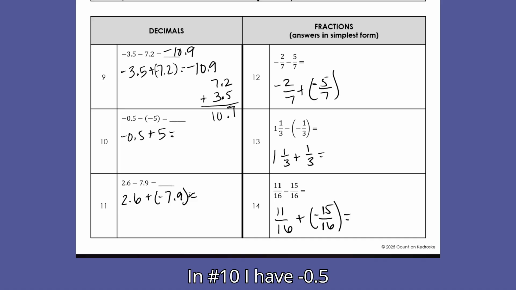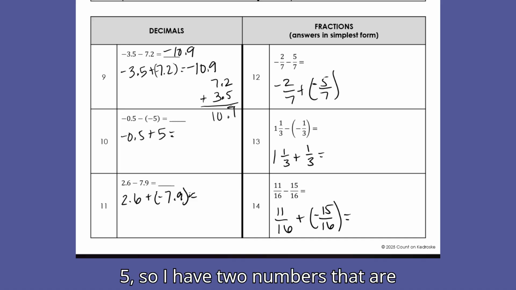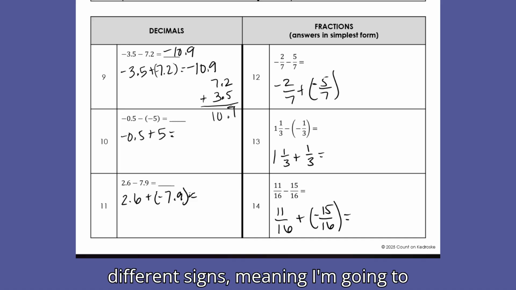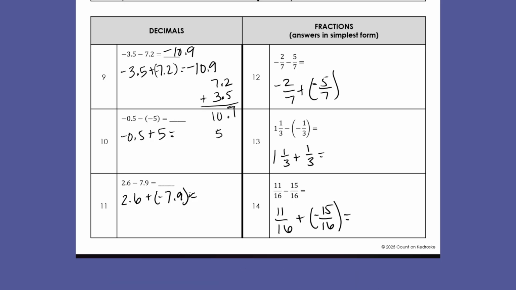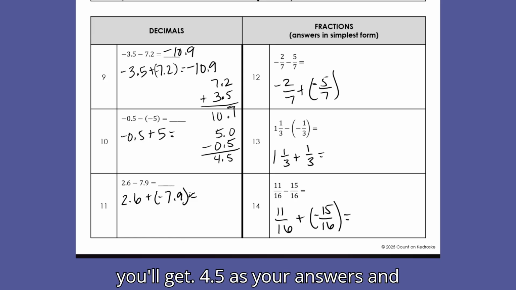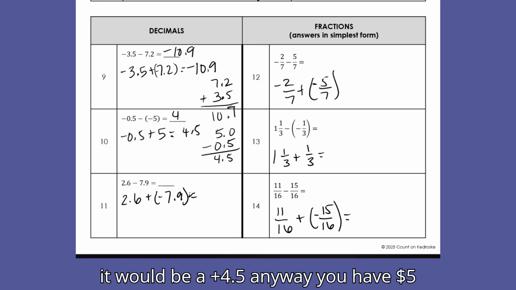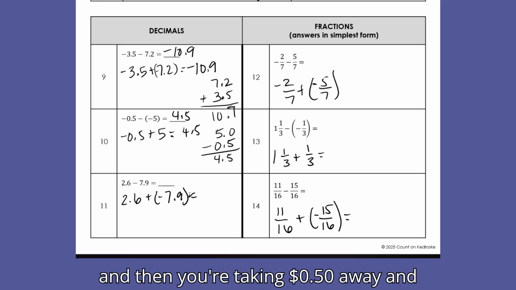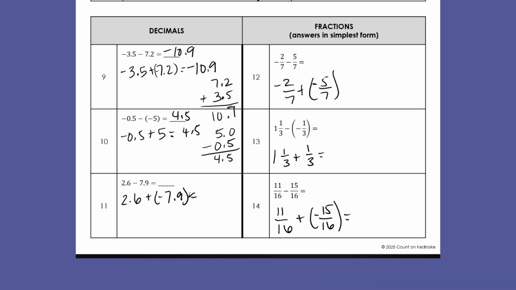In number 10, I have negative 0.5 plus 5. So I have two numbers that are different signs, meaning I'm going to subtract. So when I subtract, I'm doing 5 minus 0.5. You can write it off the side, but essentially you'll get 4.5 as your answer, and it would be a positive 4.5. Think about you have $5, and then you're taking 50 cents away.